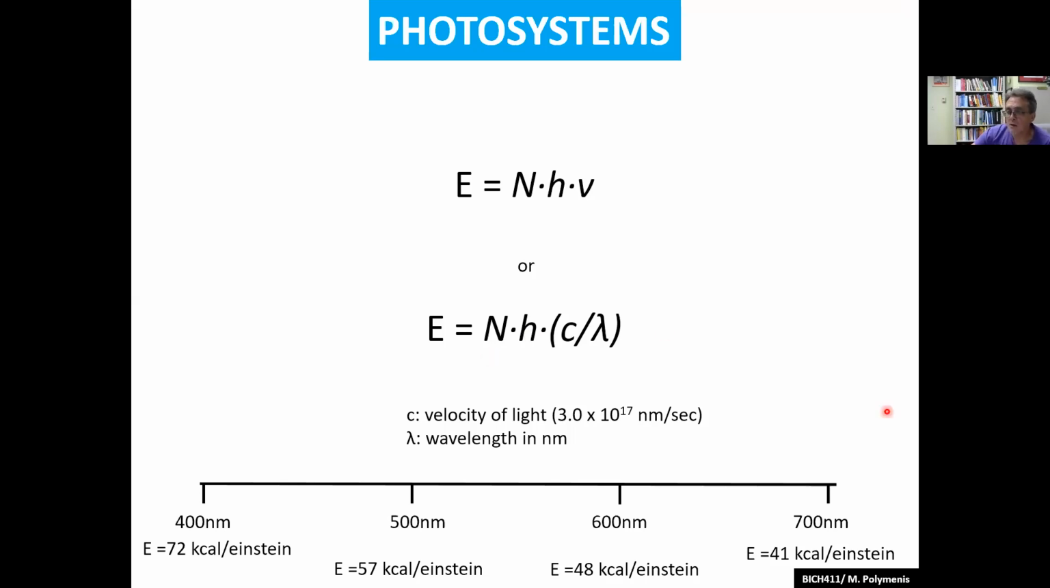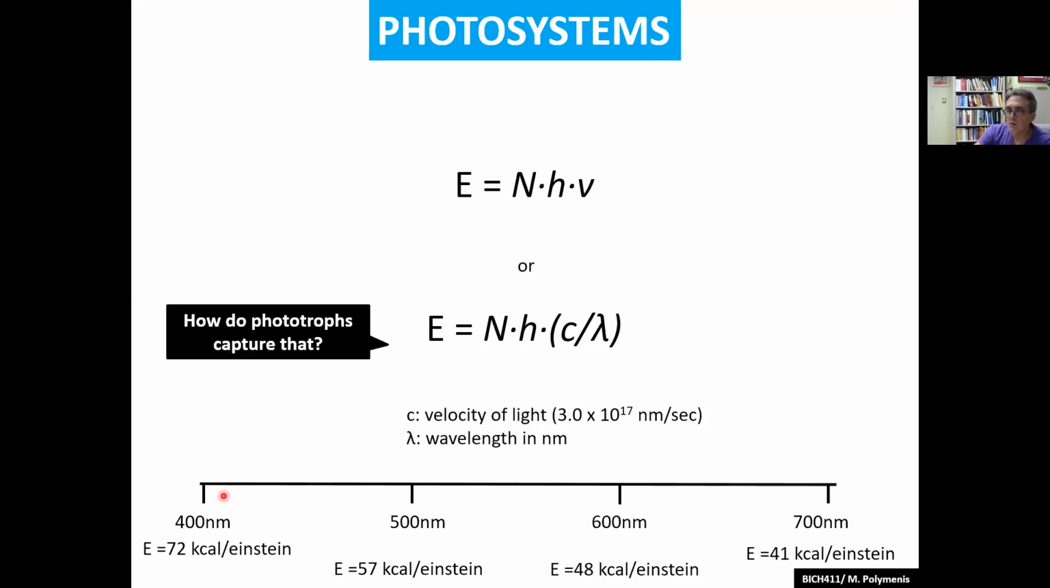So this is the visible part of the spectrum where the business of photosynthesis is happening. You are at close to the red part here, the 700 nanometers. You're going to get 41 kilocalories from 1 mole of photons. If you are at a shorter wavelength, at 400 nanometers, you're going to get 72 kilocalories per mole of photons. So there is a big difference. Again, reflecting the point here that short wavelengths, high energy.